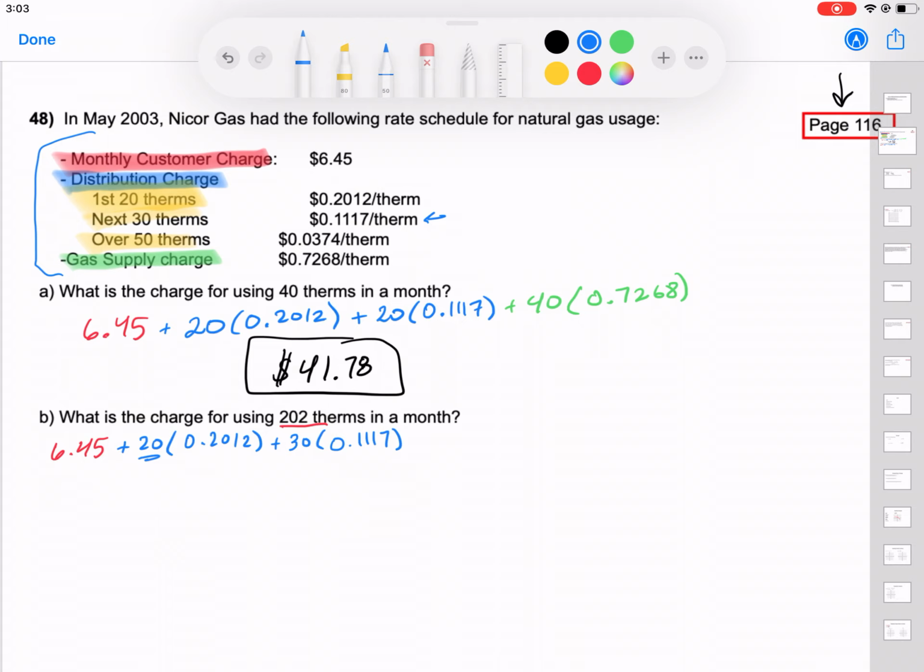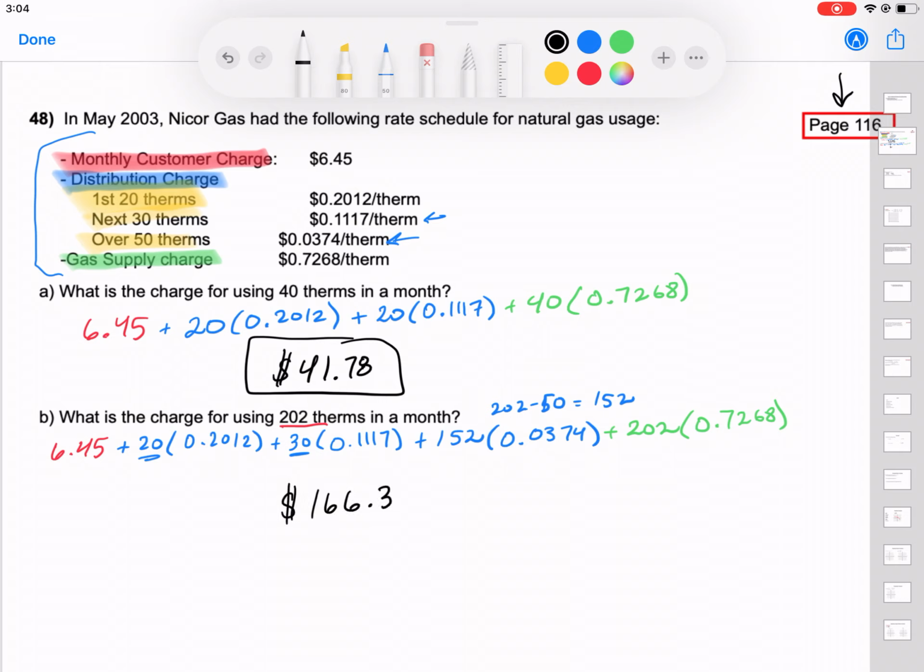Now, notice we've used 50 total therms. So 202 minus 50 will give us 152. So that's our remaining number of therms. So 152, you're going to charge them at this final rate. And then last but not least, we have our gas supply charge. That's for all 202 therms, and it's 0.7268. So we put that all together, we type it into our calculator. As long as you type it in correctly, you get $166.32.